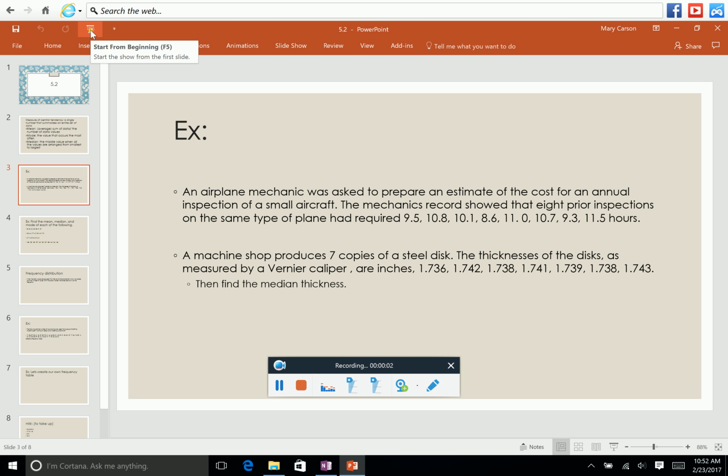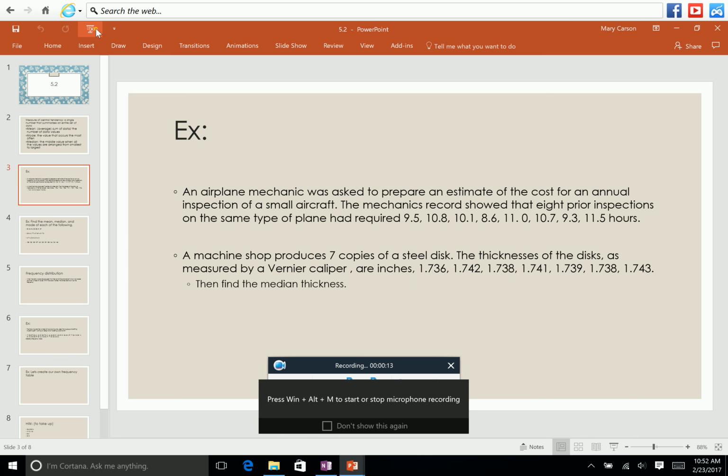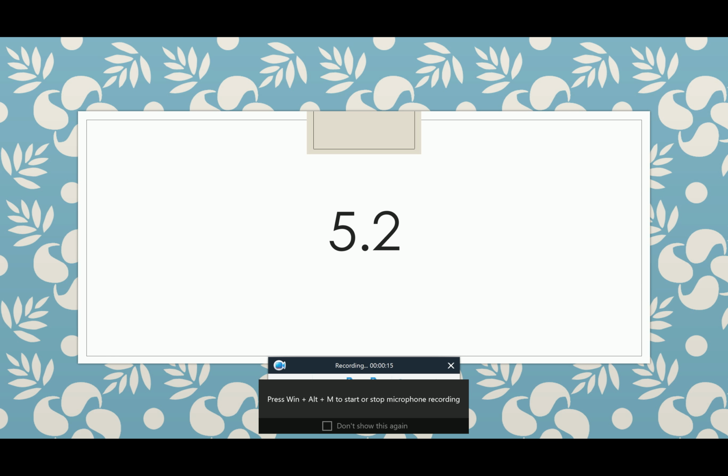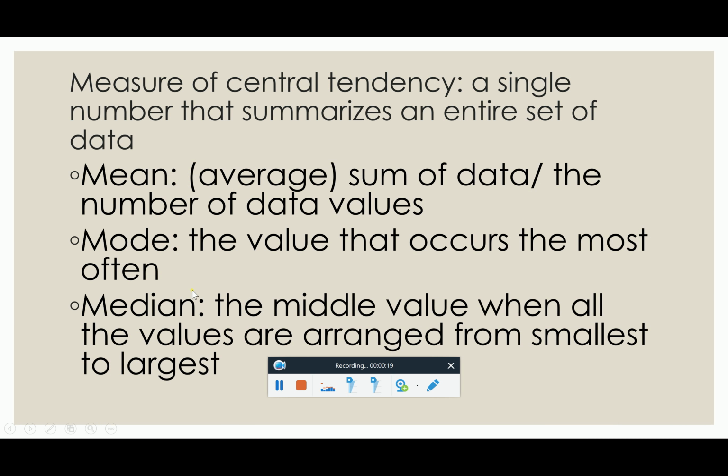Okay, so 5.2 is the start of talking about central tendency. And so I'm going to go over a few notes for that. All right, so a measure of central tendency is a single number that summarizes an entire set of data.